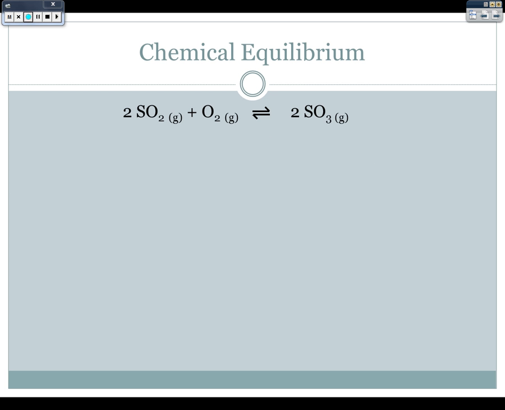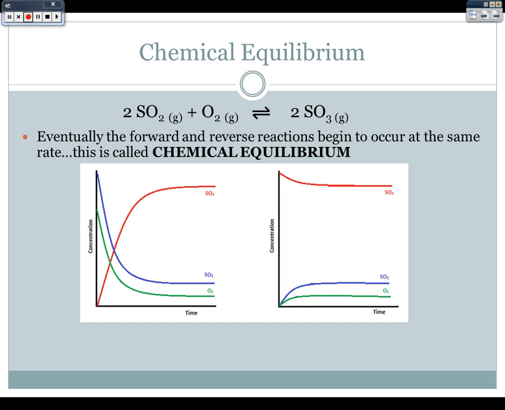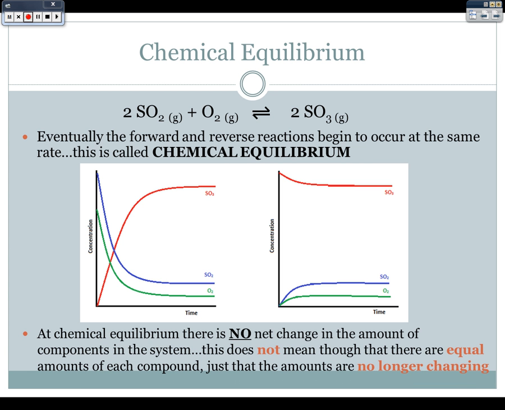So if you look at this reaction, eventually the forward and reverse reactions start to occur at the same rate. So that reversible reaction that we've got, where reactants are becoming products and products are becoming reactants, at some point these start occurring at the same rate, and this is called chemical equilibrium. And what this means is that there is no net change in the amount of components in the system. So this does not mean that there are equal amounts of each compound. It just means that the amounts are no longer changing.